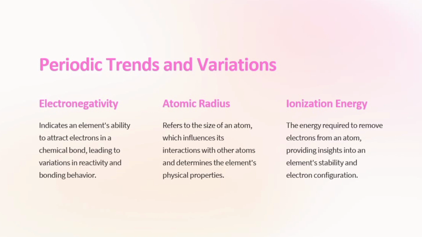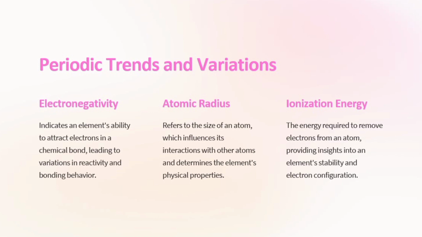We are just talking about the ability of an atom to attract or to pull the shared electron towards itself in a bond. And in most cases, it leads to distortion of the structure of the other atom with less electronegativity. So electronegativity indicates an element's ability to attract electrons in a chemical bond, leading to variations in reactivity and bonding behavior.